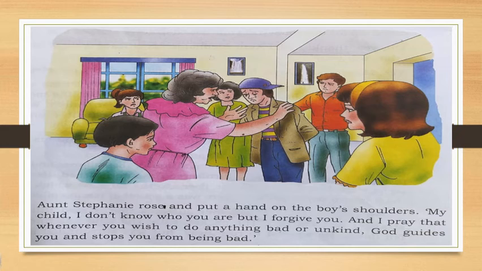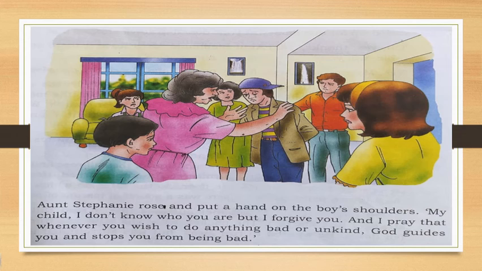Aunt Stephanie rose and put her hand on the boy's shoulders. "My child, I don't know who you are, but I forgive you." See how kind Aunt Stephanie is. Though he played a prank on Aunt Stephanie, as he is just like her grandson, she forgave him. Then she said, "I'll forgive you. Don't worry. And I pray that whenever you wish to do anything bad or unkind, God guides you and stops you from being bad." That means whenever that thought arises in your mind, God stops you. He guides you in a good way to be good. He also stops you from doing bad things, she said.